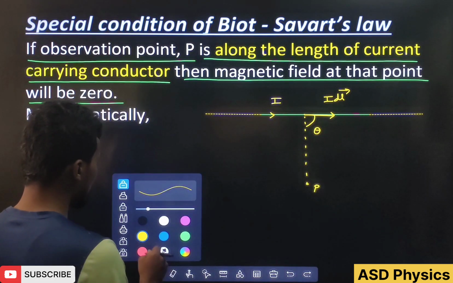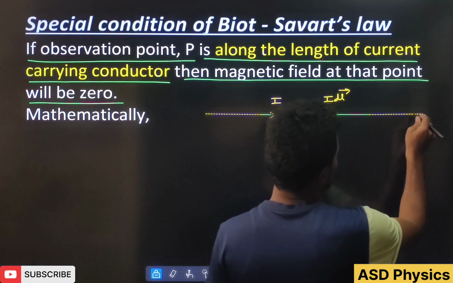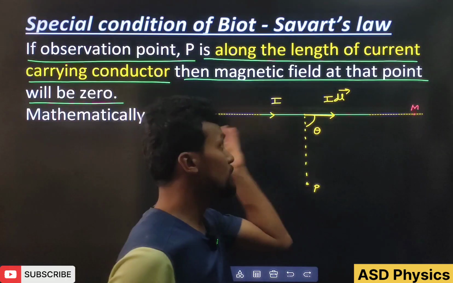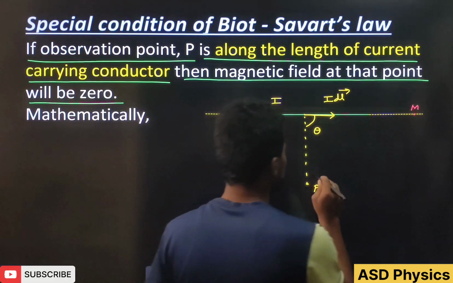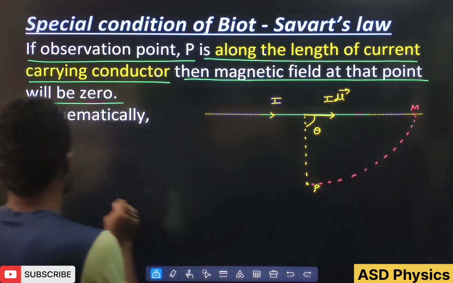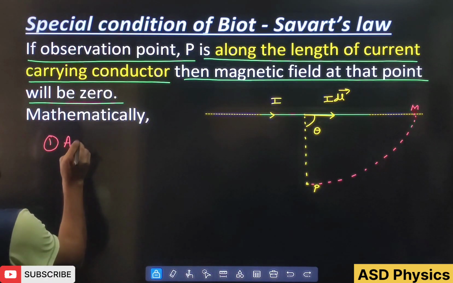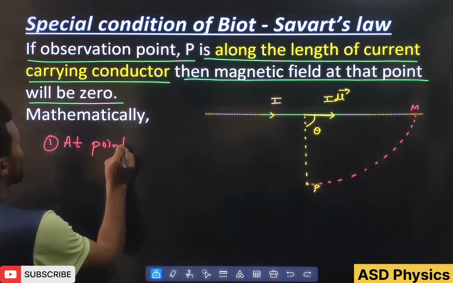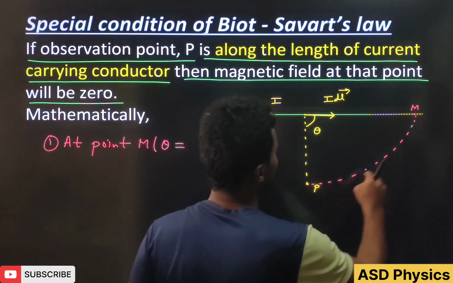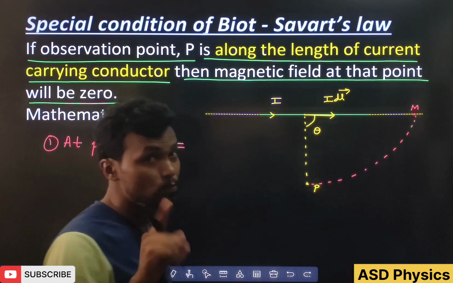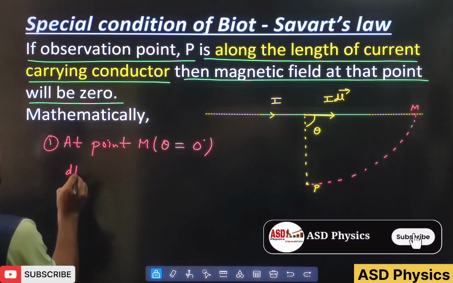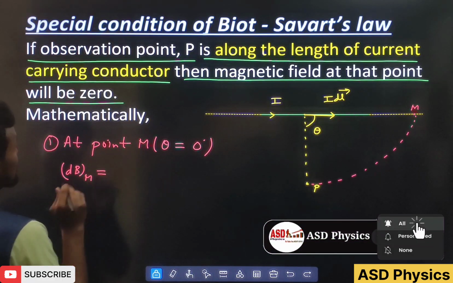So what will happen if I take my observation point at point M? You can see point M is along the direction of the current. If the point P becomes M, tell me, at point M, what is the value of theta? Think. When the point P moves in this direction, theta keeps on decreasing. At point M, theta will become 0 degree.